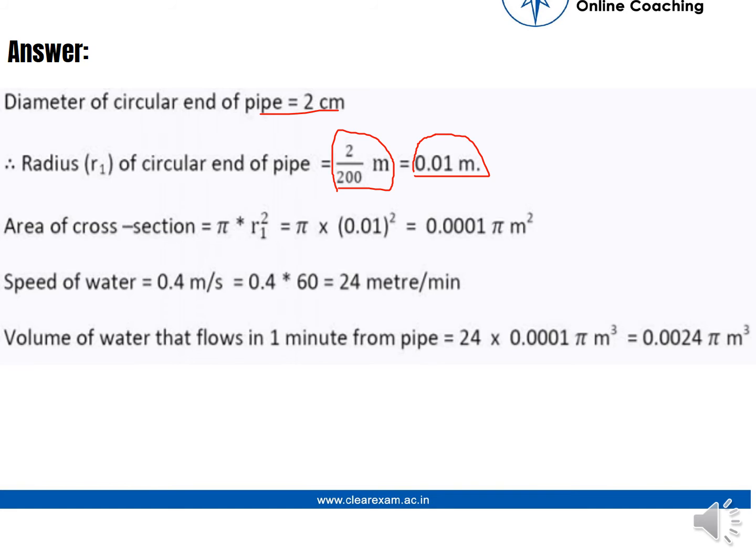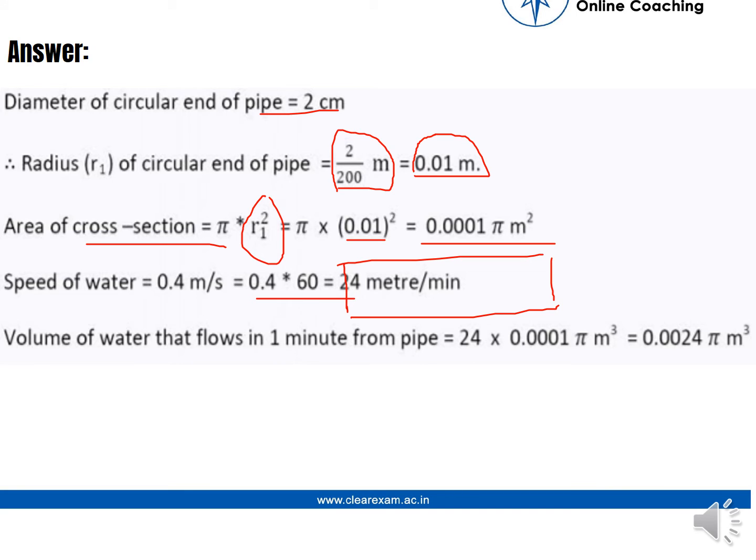So let's look at the area of cross section. We have the simple formula pi r square. We have the radius, that is 0.01, and the value of pi, that is 3.14. We simply multiply that and we get this value. Now we convert it into per minute, so we multiply it by 60, so that becomes 24 meters per minute. So let's look at the volume of water that flows in 1 minute from the pipe. That is 24 into the area of cross section, that is 0.01 pi meter cube. So we also have the volume that flows in 1 minute.